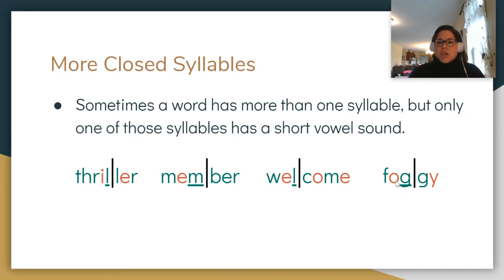Last one, here's my vowel. My consonant closes off that vowel to give me the short vowel sound, fog. And my Y is acting as my vowel in this syllable, and there's no consonant after it. Usually when Y is at the end of a word, it gives us the E sound, foggy.